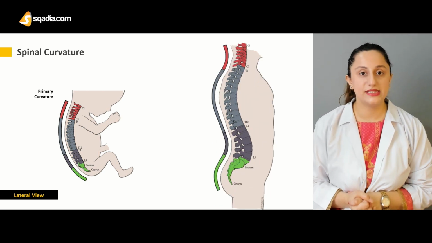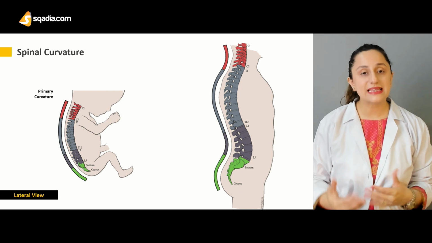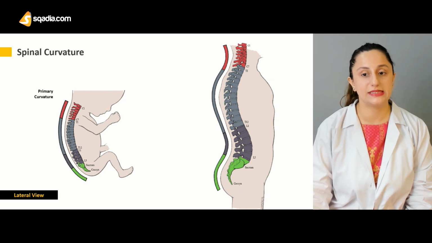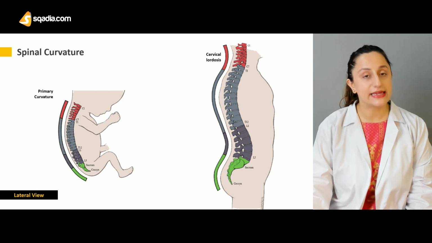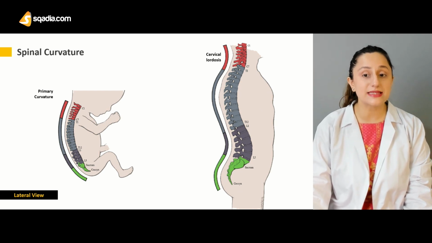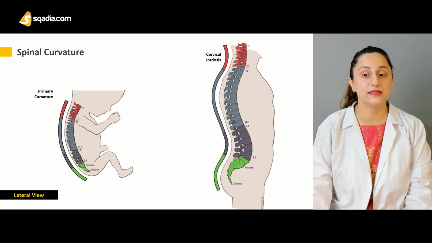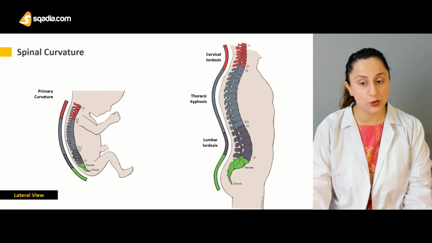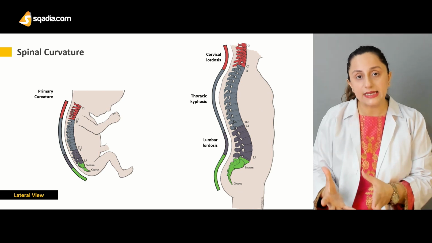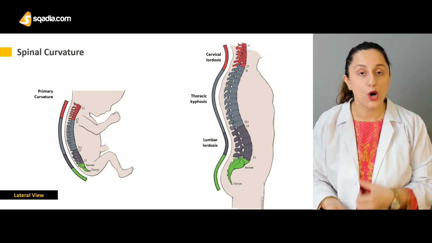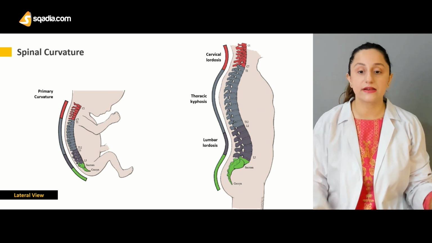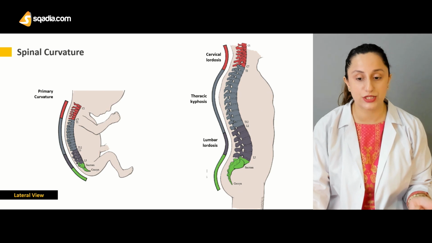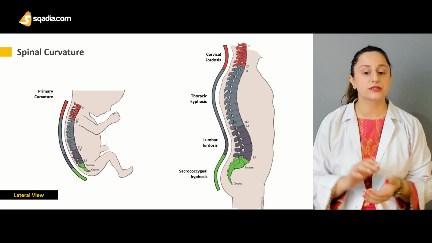As compared to the adults, they evolve these curvatures with the passage of time. We have a cervical lordosis, which is noted down. This is the concavity which is seen in the cervical spine, and this is named cervical lordosis. Then we have the thoracic kyphosis. We have a lumbar lordosis. So whenever there is a concavity, it is regarded as lordosis. On the other hand, the convexities are regarded as kyphosis. So we have the sacrococcygeal kyphosis.